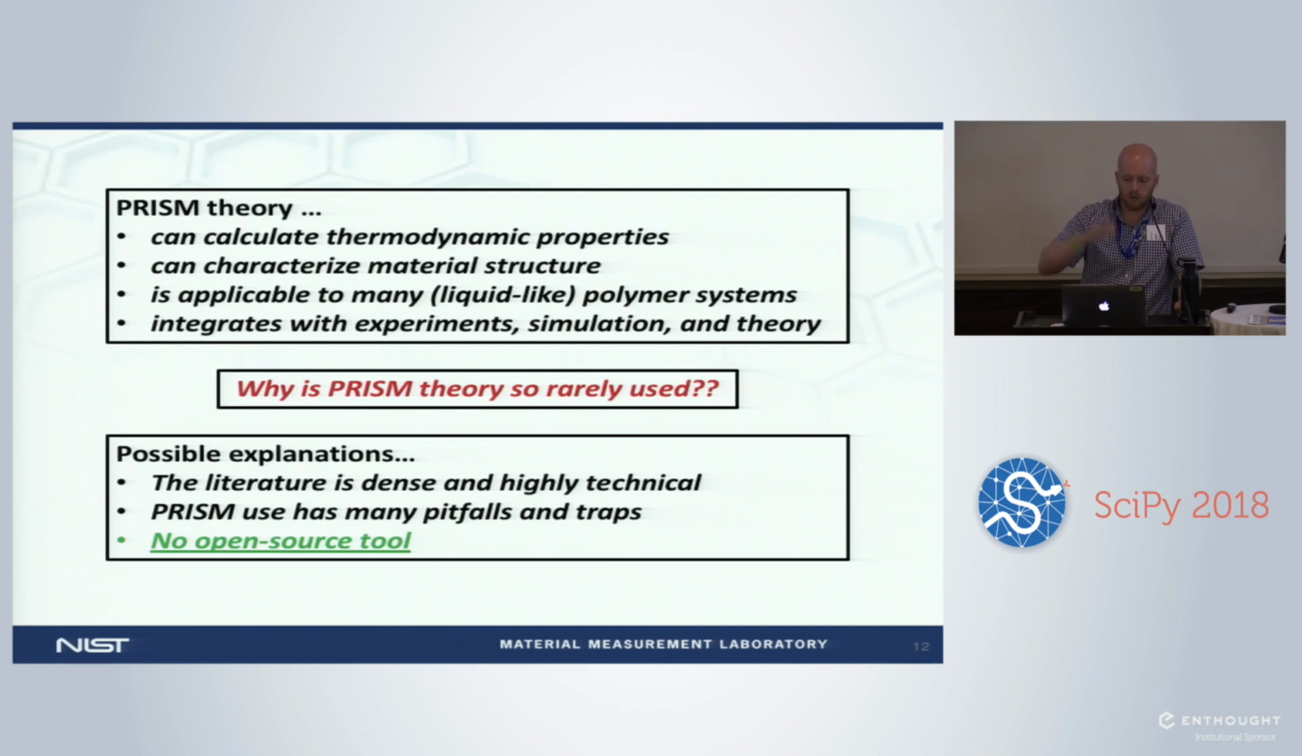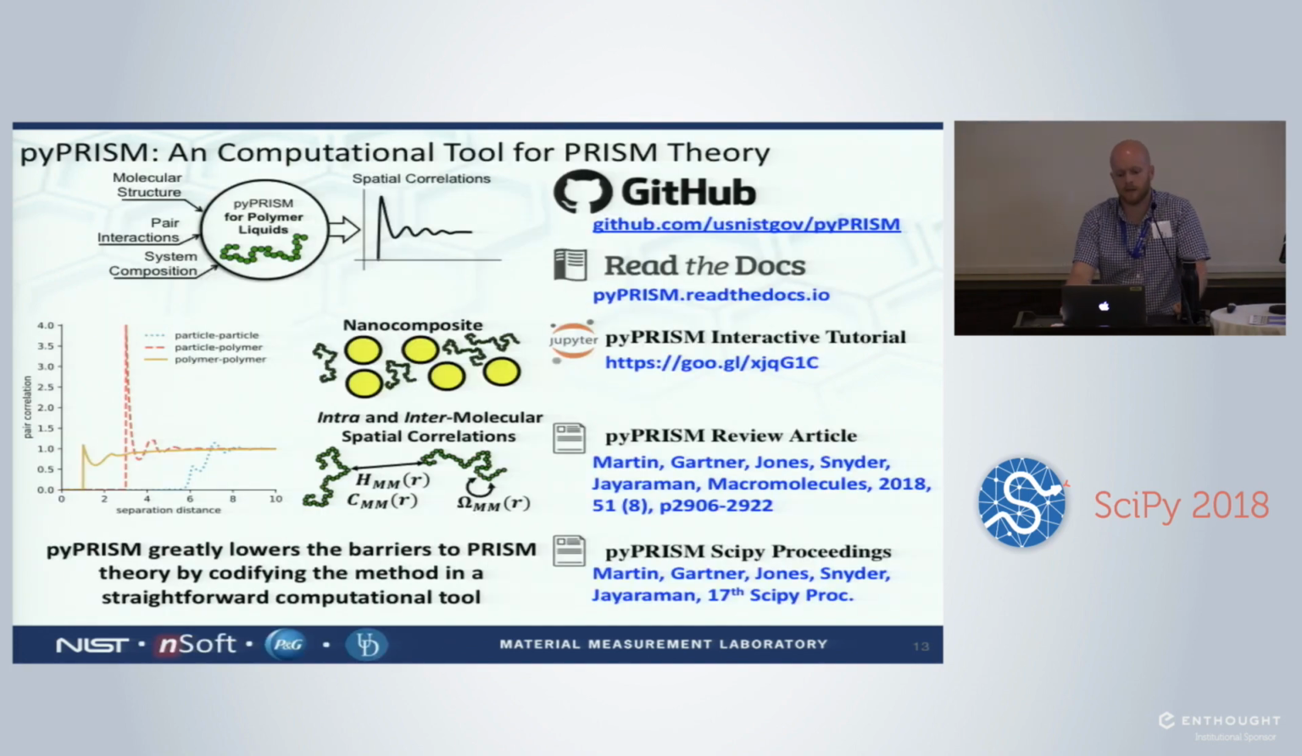We're hoping to greatly reduce the barrier to that so that you can at least explore the tool without having to take the sort of penalty of digging through the extraordinarily dense and technical literature that is liquid state theory. And so this tool is called pyPRISM, and it's a computational tool for PRISM theory. And as I said, the main goal is to lower the barrier to accessing this powerful theory.